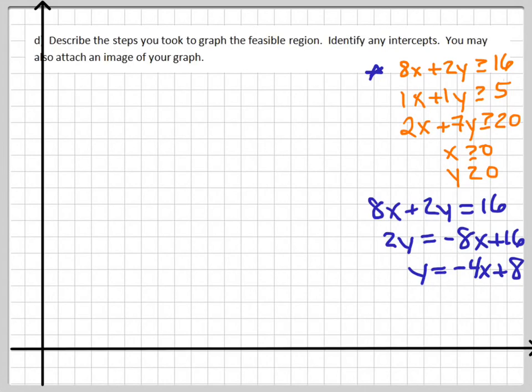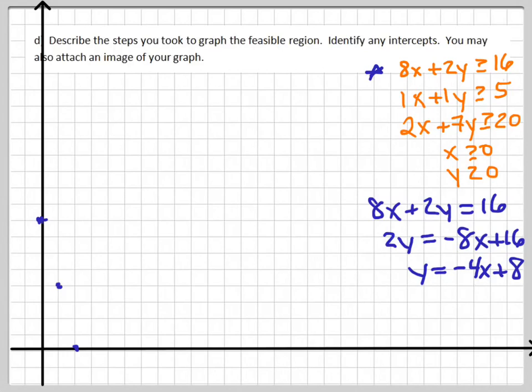One option would be to plot the intercept of 8, and I'll just do a scale of 1 here. So there's my intercept of 8. And then a slope of negative 4, so down 4 and to the right 1. I'll go once more down 4, to the right 1. And then draw a line through those points.